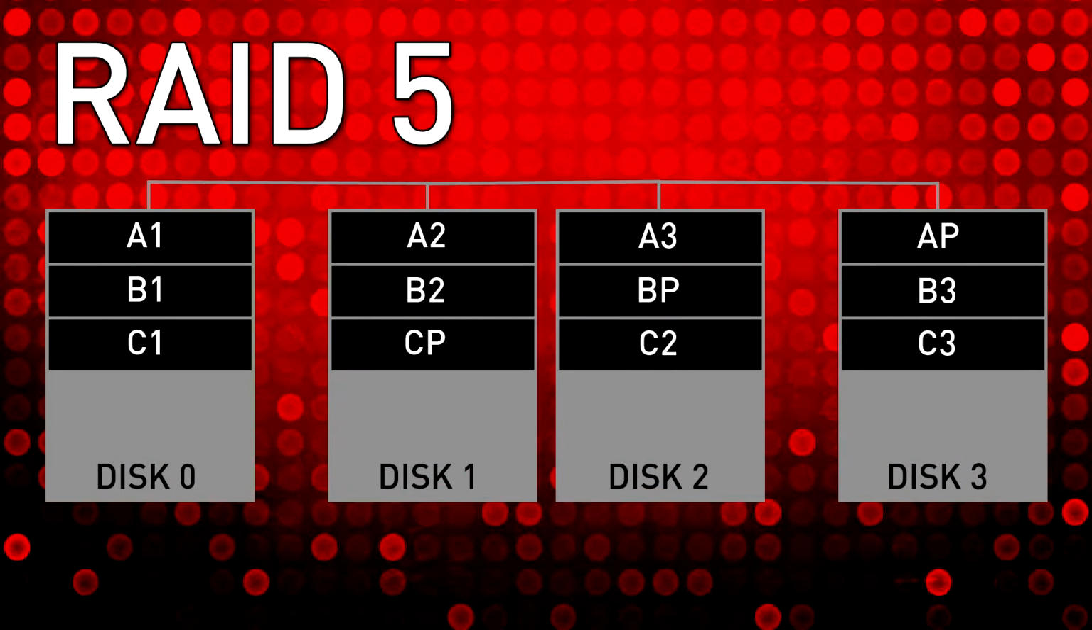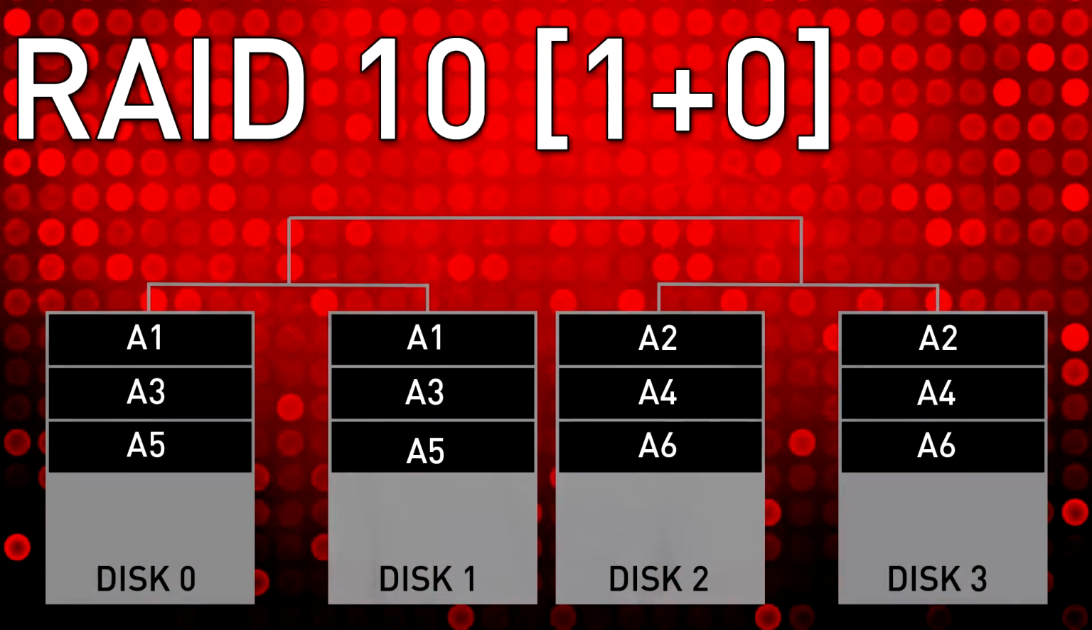RAID 5 requires the use of at least 3 drives and consists of block level striping along with distributed parity. First, let's go over what a parity is. A parity is a drive used in RAID to provide fault tolerance if it fails. So distributed parity is when that backup data is split among the drives in the array.